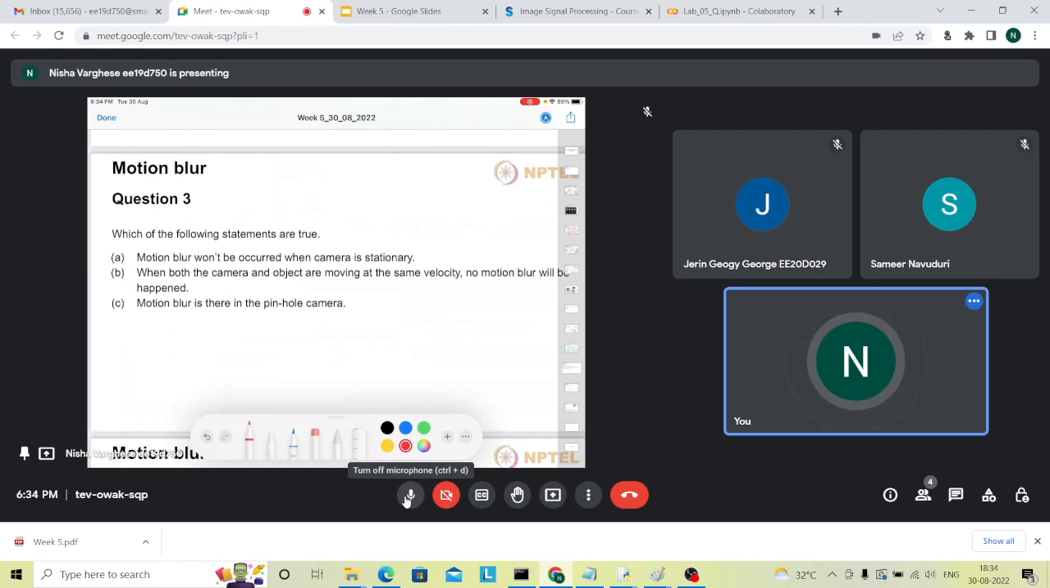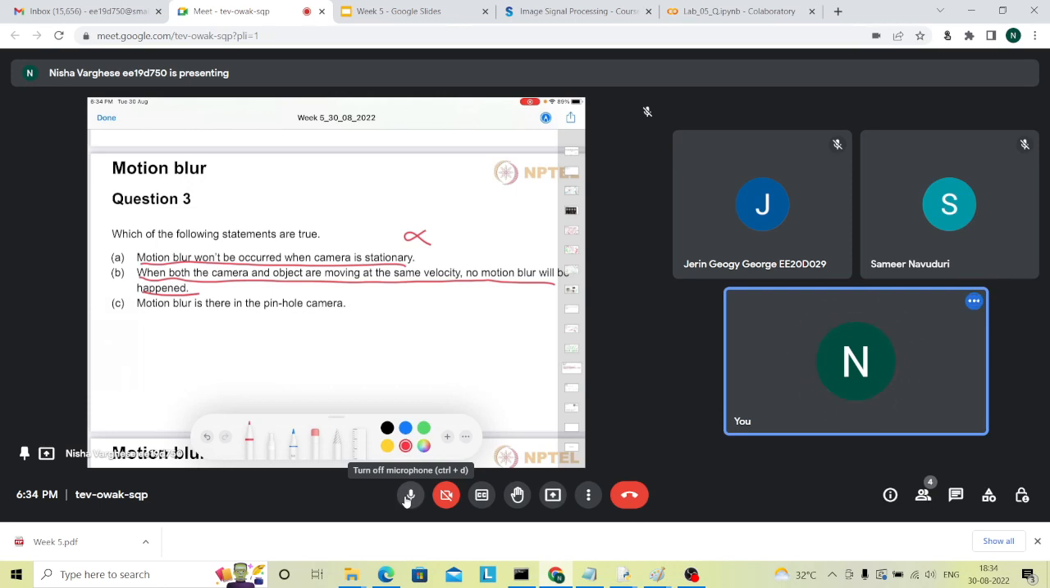So we can take the first one. Motion blur won't occur when the camera is stationary. Is it true? When the camera is stationary, motion blur won't occur. So this statement may not be true, because when the object is moving, there can be motion blur. So this statement is not 100% true. Okay, provided that there is no object motion, that we have to say. And the next one, when both the camera and the object are moving at the same velocity, no motion blur will happen.